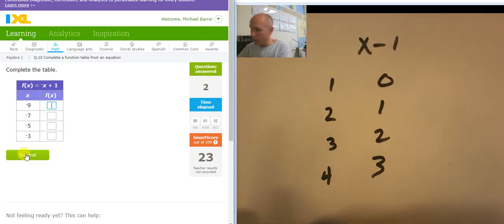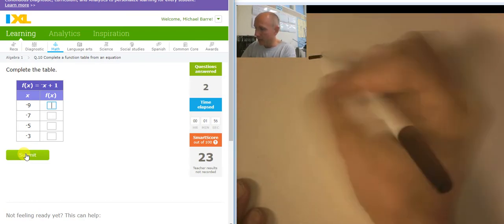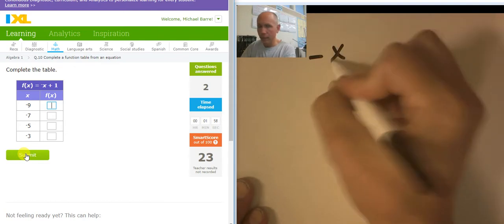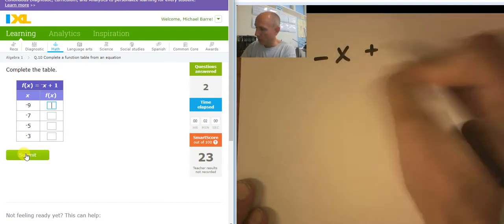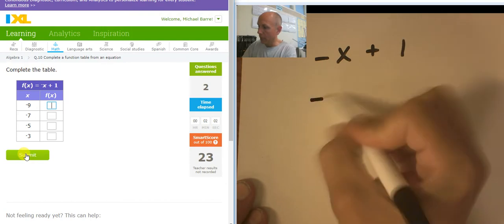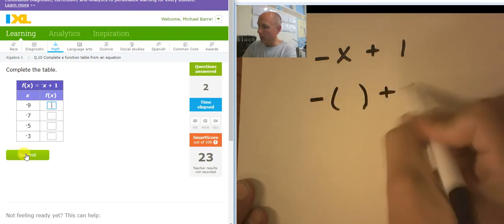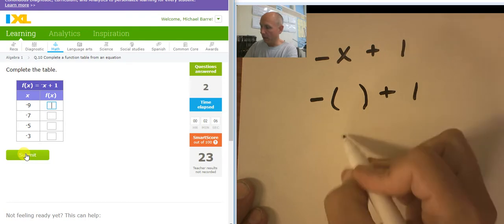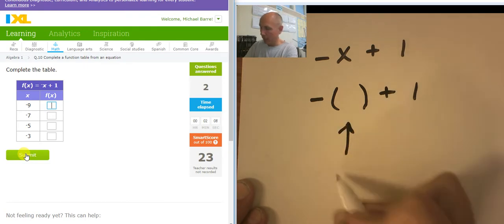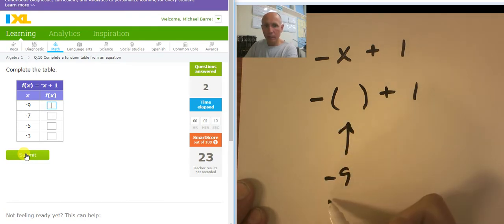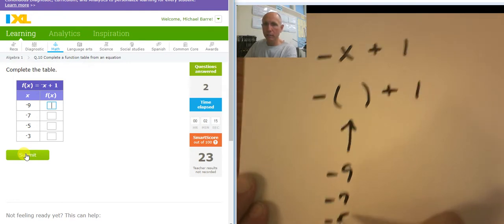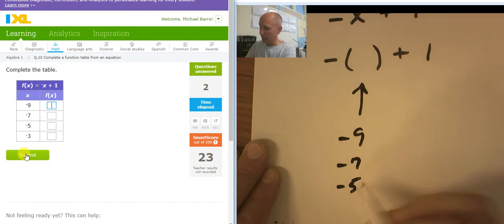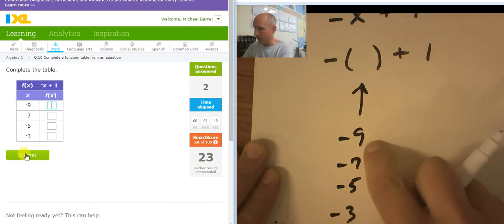Ooh, I like this one. Do you see that negative in front of the x? So my function is negative x plus 1. And I'm going to write it this way: negative parentheses, plus 1. And in that parenthesis, I'm about to put some numbers. I'm going to put in a negative 9, a negative 7, a negative 5, and a negative 3.